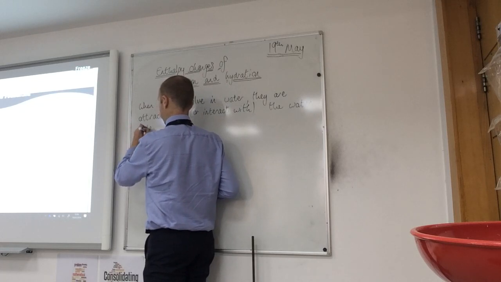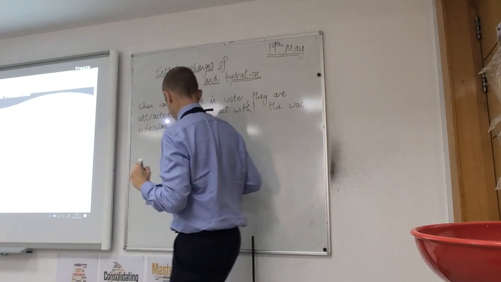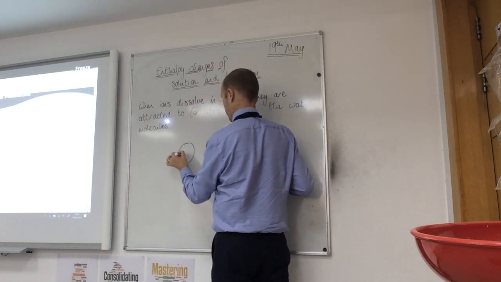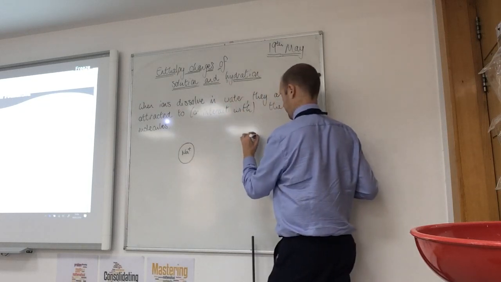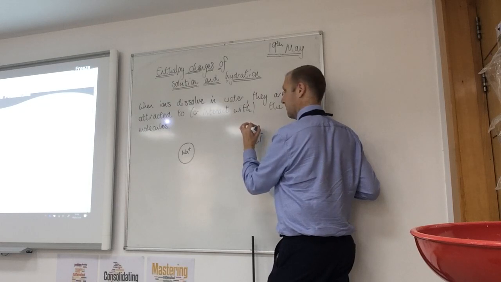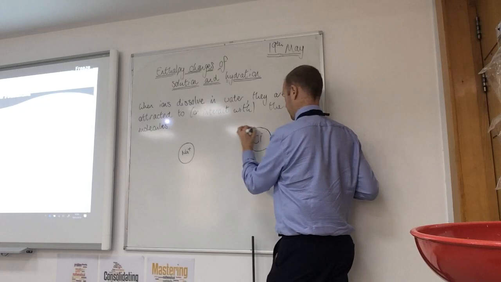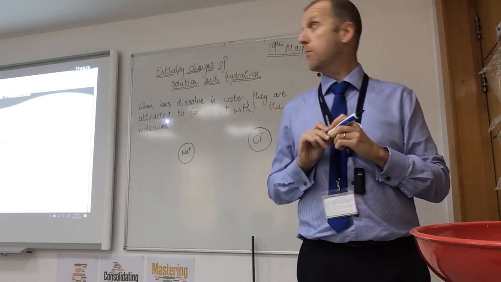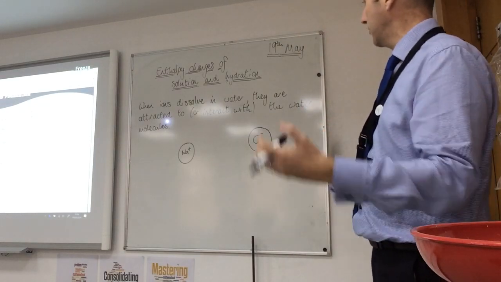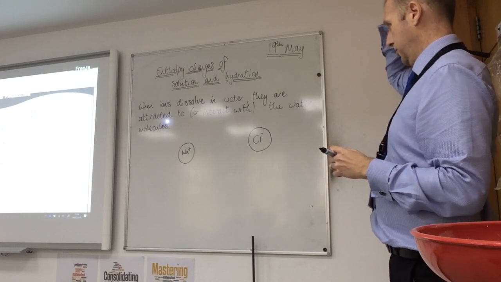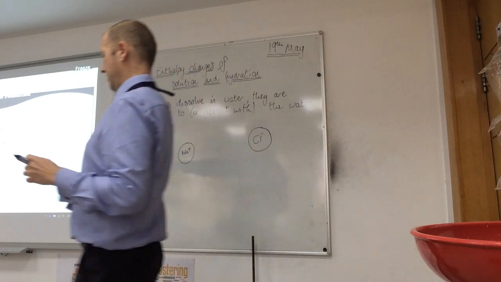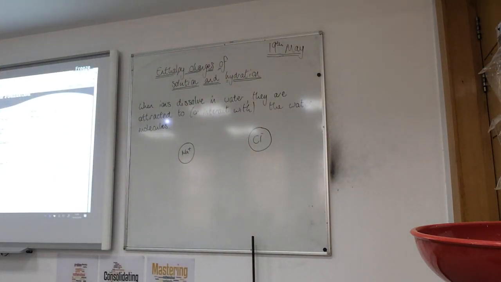So a little bit of intro there. Here we go. When ions dissolve in water, they are attracted to, or they interact with, the water molecules. So I've got a sodium ion and a chloride ion. If I just put the sodium ion in water, what will happen to the water molecules? The negative charge on the O is going to surround the positive charge of the sodium, and then the positive charge on the H is going to surround the chlorine. Cool. Okay. So you're right.